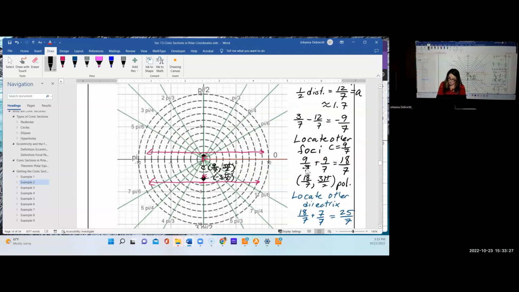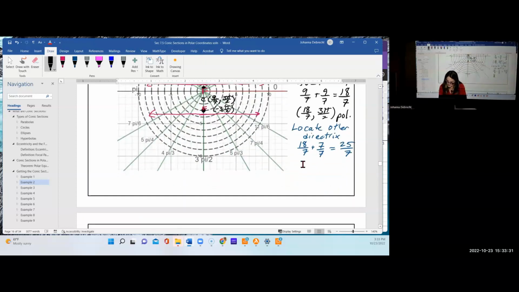And now what we want to do is find the value of B. So we can come down here and we have, in an ellipse, B squared equals A squared minus C squared. So we don't know B squared. We know A squared is (12/7) squared, and C squared is (9/7) squared.